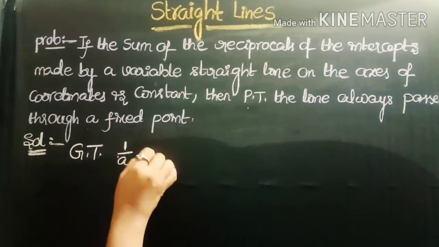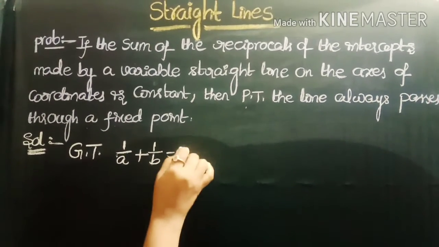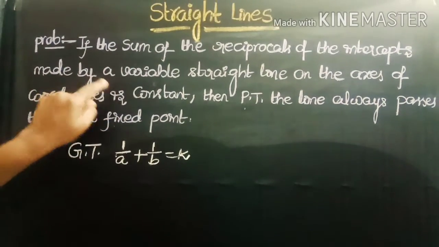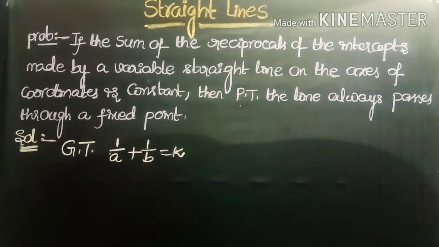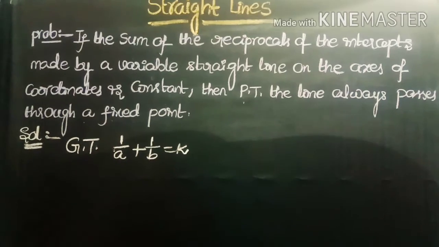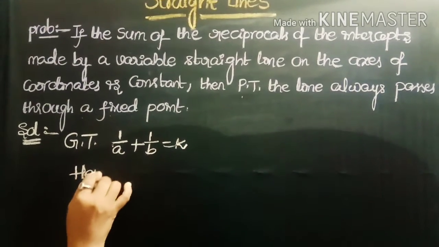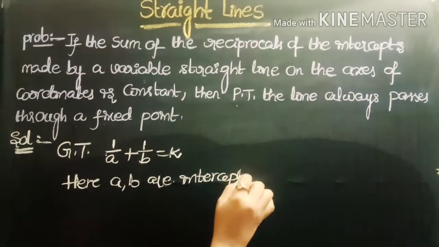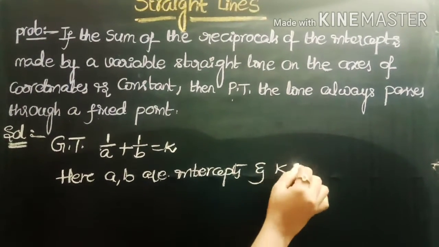Given that 1/a + 1/b = k, if the sum of the reciprocals of the intercepts on the coordinate axes is a constant. Here k is the constant and a, b are the intercepts of a line. a, b are intercepts and k is a constant.